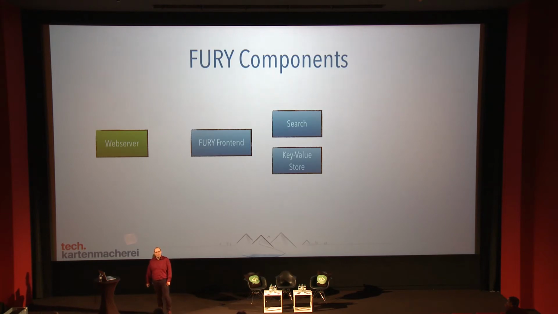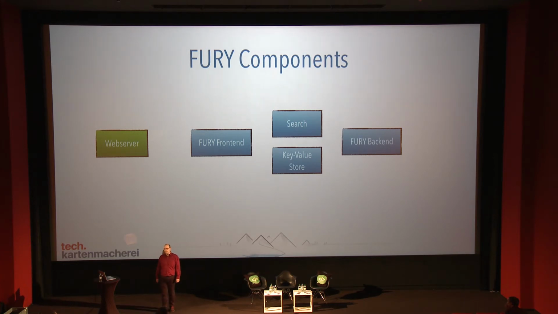Fury has 2 main components. One of them is the front-end component. The front-end component does nothing else than use an Elasticsearch and a key value store to provide everything to the front end. So there is no database involved anymore, and no other components there. But somehow the data needs to get into the system, so the next step is the backend component, which prepares the data for us, and that's what I want to show you next: how the data gets into the system.